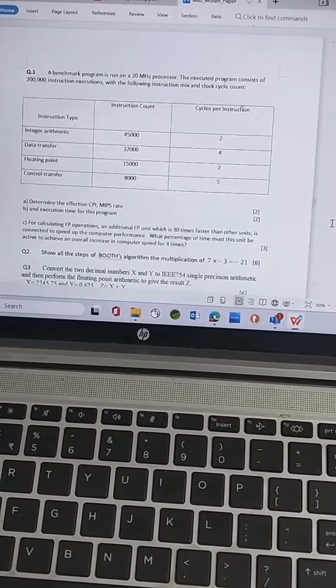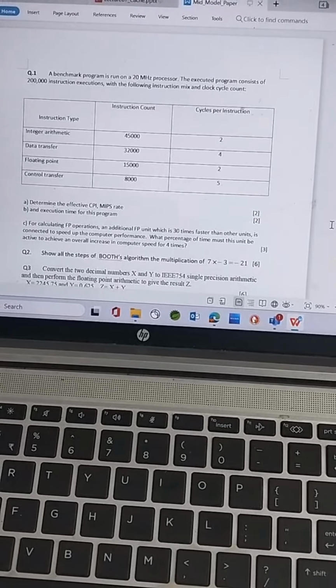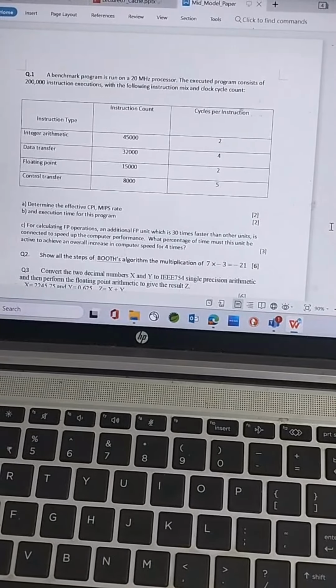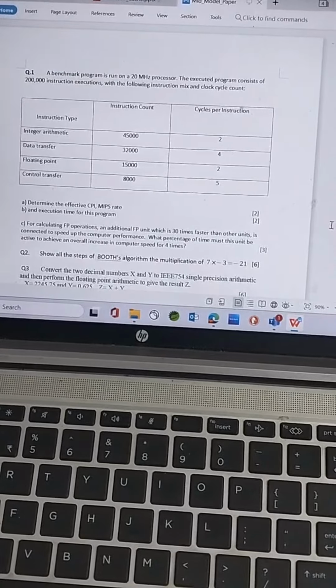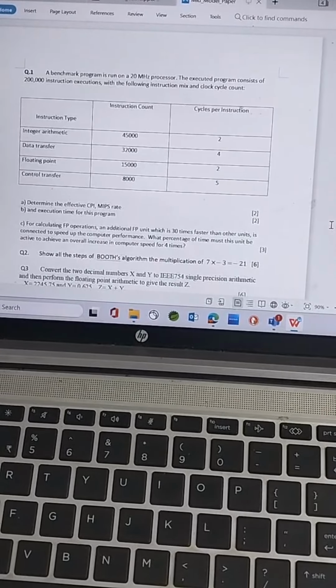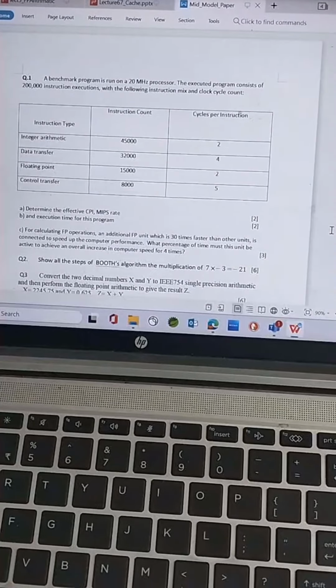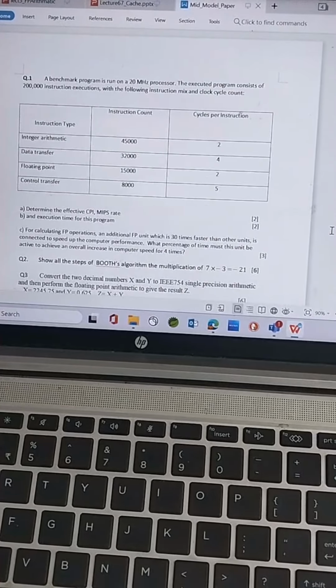So in the first two lines, what are the given two terms? The frequency and the total instructions. Okay, so when the table is given, what we need to find? We need to determine the effective CPI and the MIPS rate. And after that we have to find the execution time.